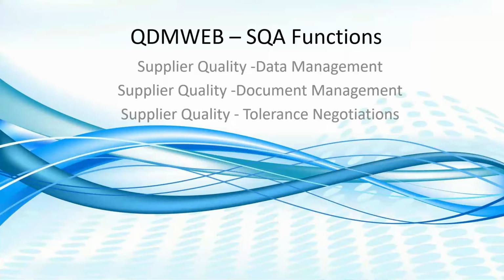Second, supplier quality document management. How do we manage documents? Because documents are an integral part of any process. We can't just stop at the data. There are documents that need to be an integral part of the inspections and need to be managed also. So that's the supplier quality document management function that we'll review today.